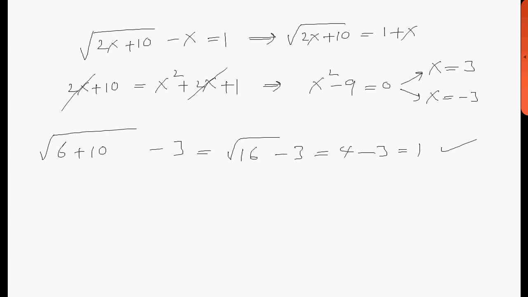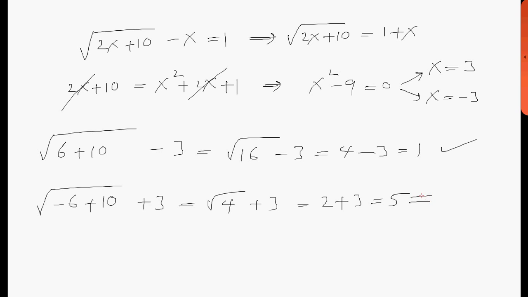What about negative 3? If I plug in negative 3 there, I get radical negative 6 plus 10 minus negative 3, which is a plus 3. That is radical 4 plus 3, that is 2 plus 3, that is 5, and 5 is not equal to 1. This means this other solution is rejected.